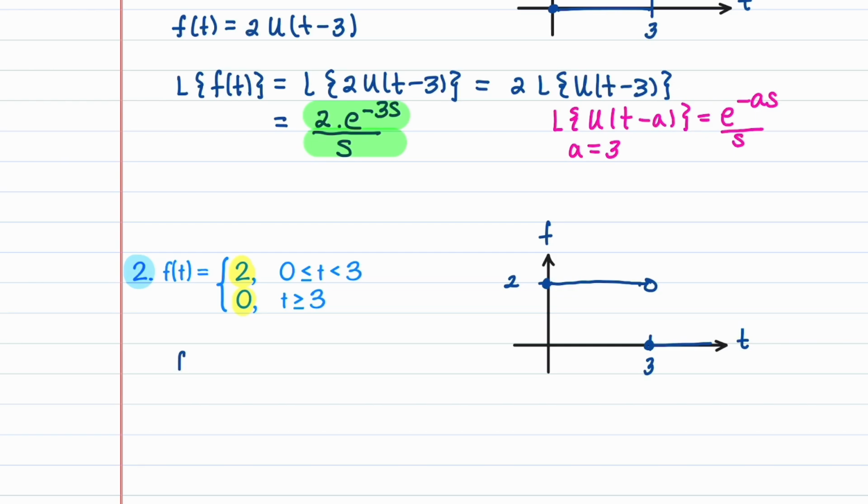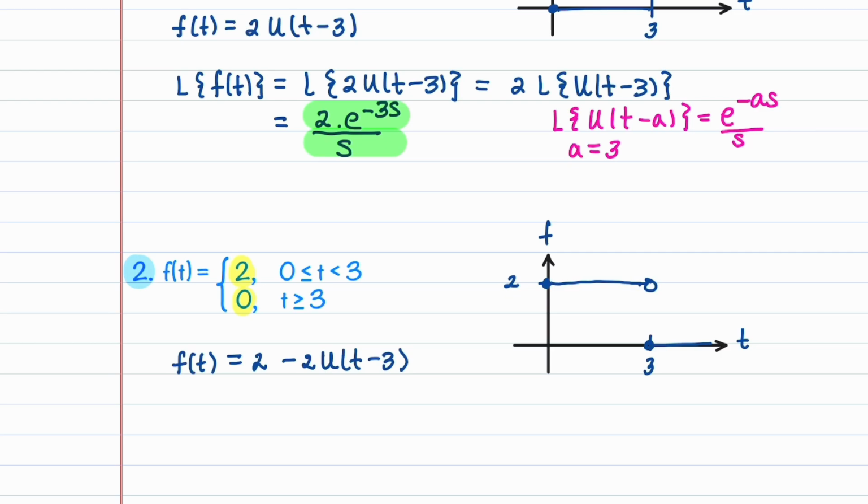We can write this as f of t is equal to 2. That's what it starts out with, and then it becomes 0. So what we have to do is subtract off 2 times u of t minus 3. And that way, it's going to go to 0.